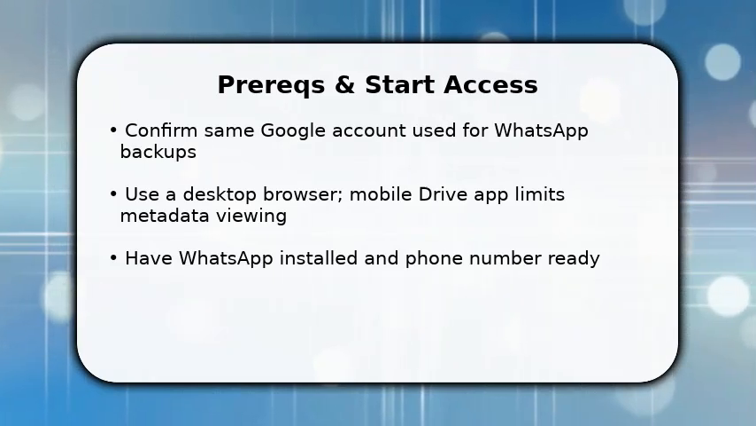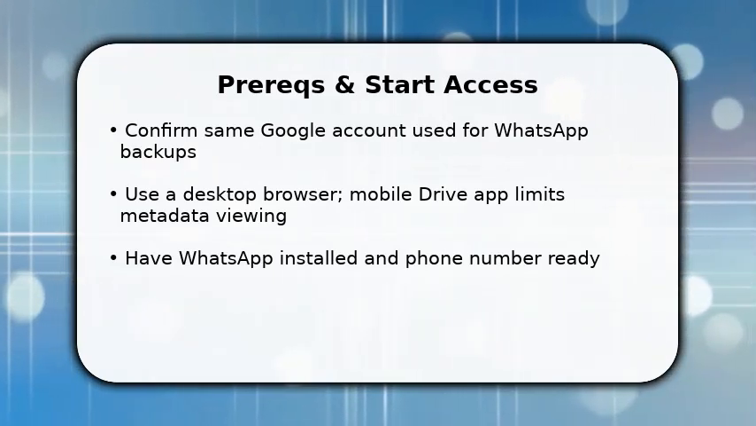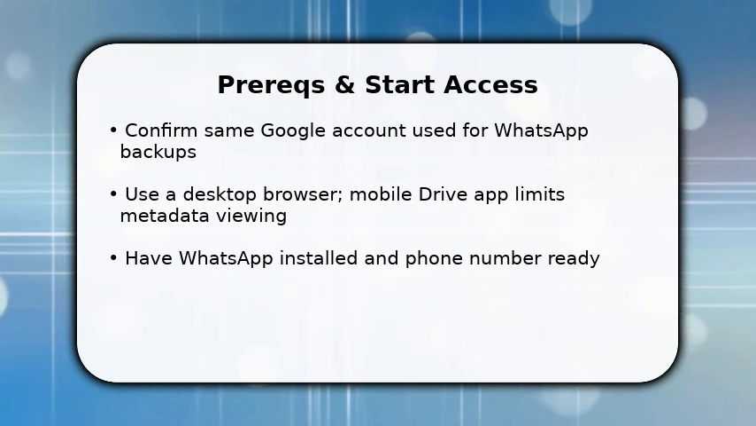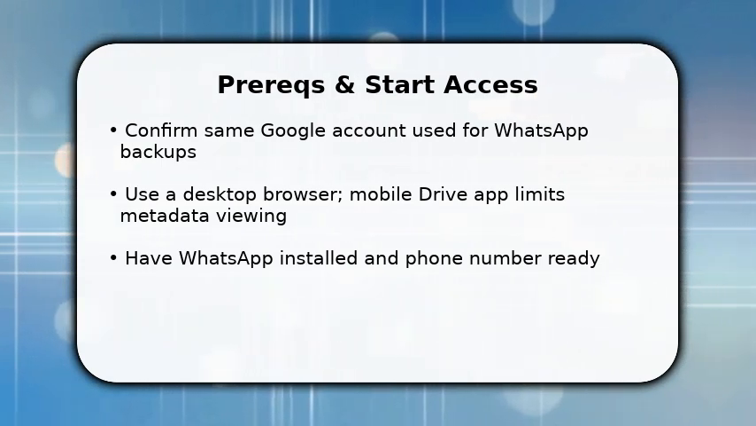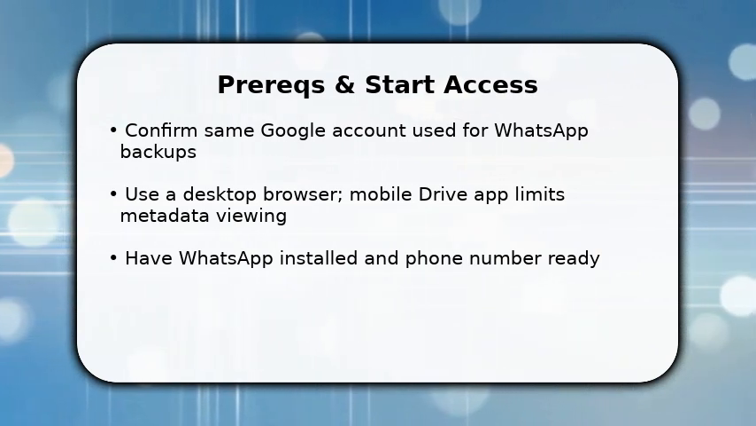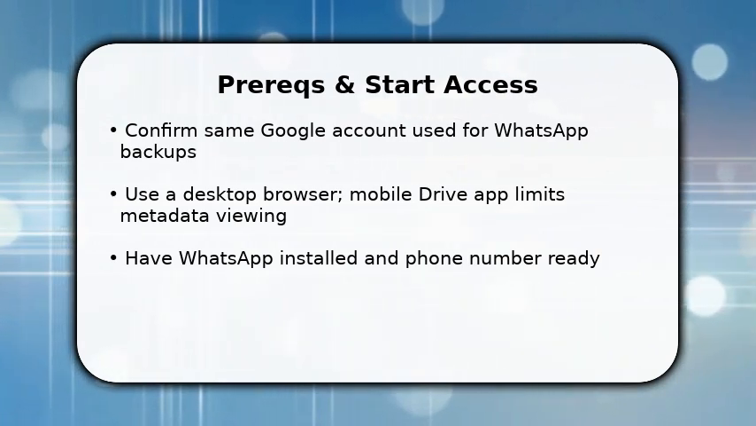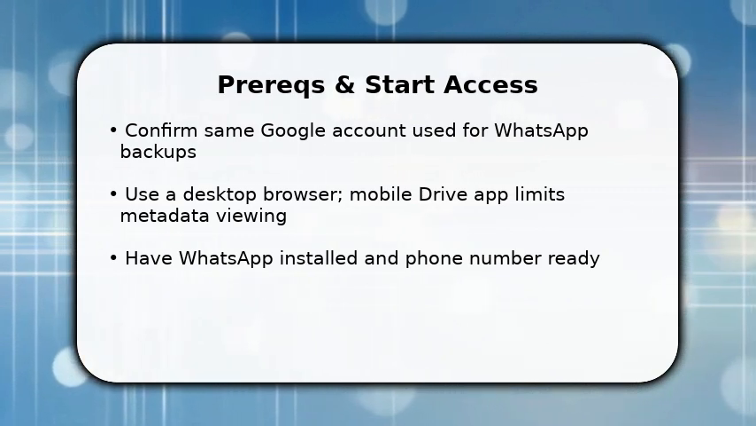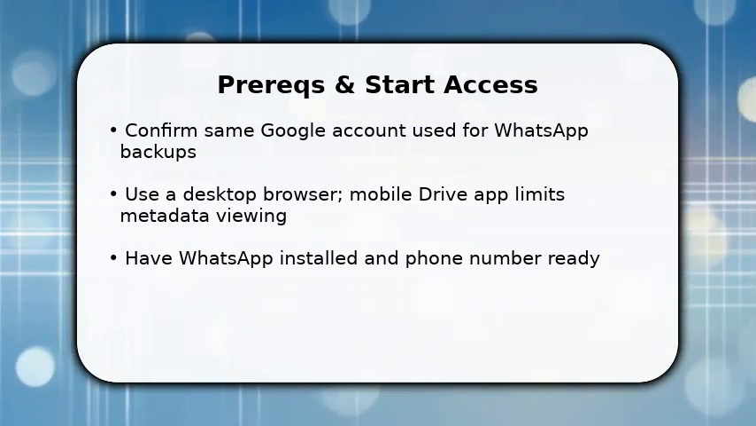You begin by confirming the Google account that WhatsApp used to upload backups. This matters because Drive ties backups to that account. Once done, open Drive.Google.com in a desktop browser and sign into the exact account. Make sure you use the same phone number in WhatsApp. Backups are linked to both account and number.